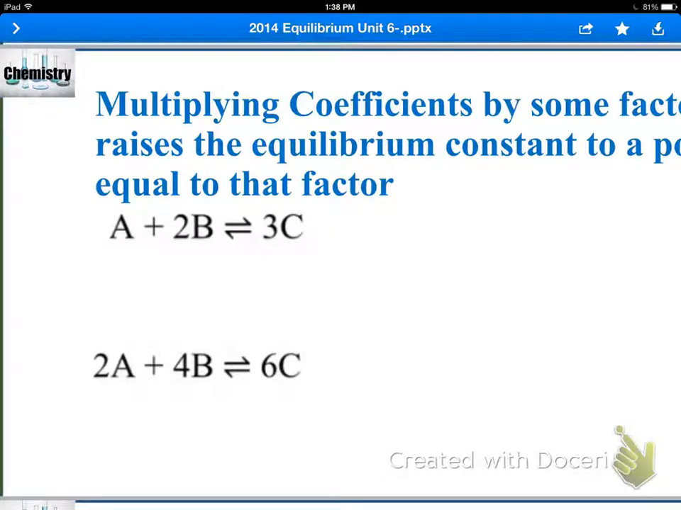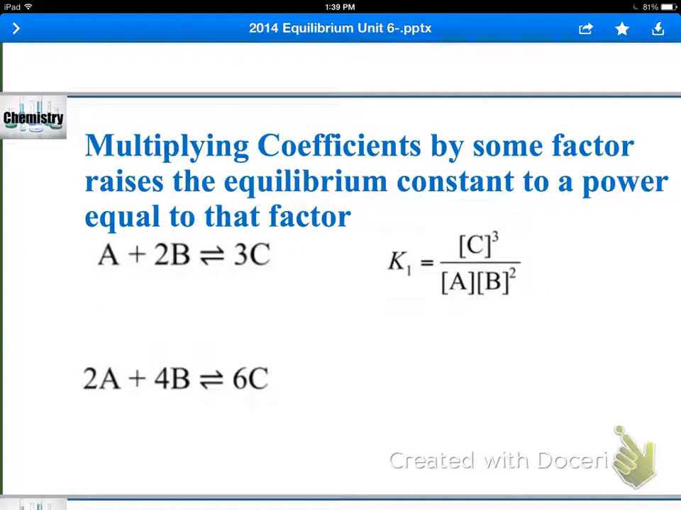Okay, if I multiply my coefficients by some factor, this raises the equilibrium constant to a power equal to that factor. So here I have A plus 2B gives me 3C. When I double that, I get the equation below. If I write the equilibrium expression for the top, K1 is C to the third over A times B squared.